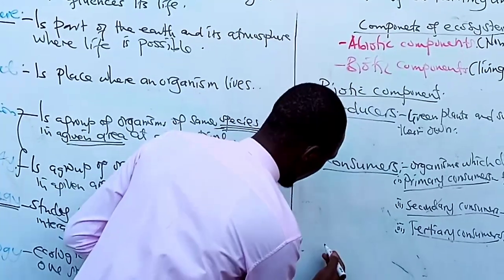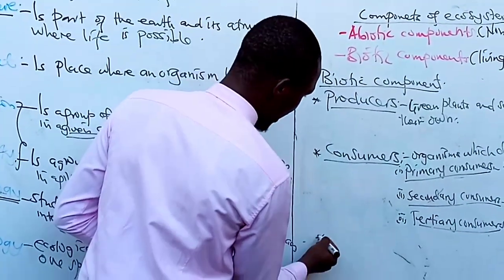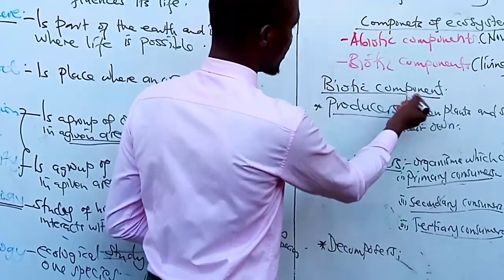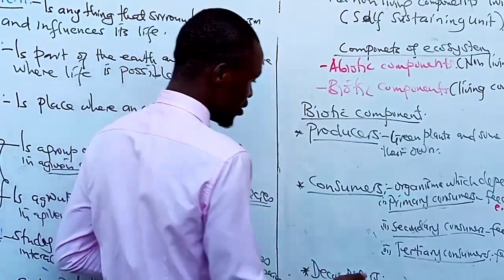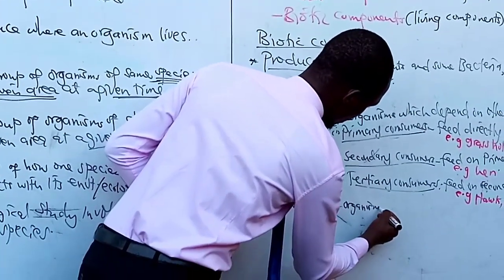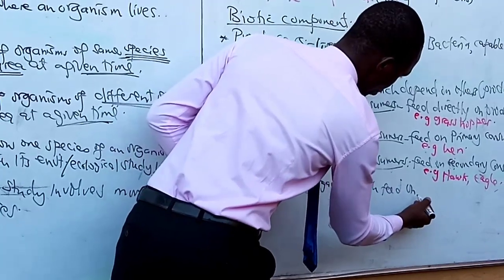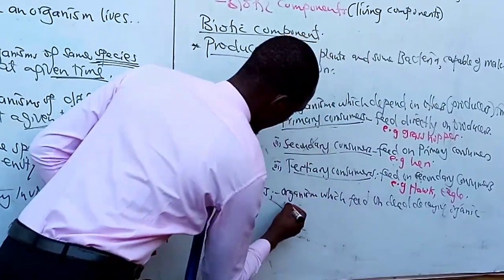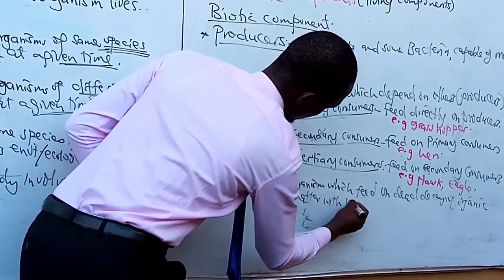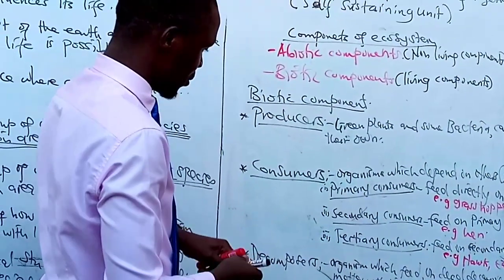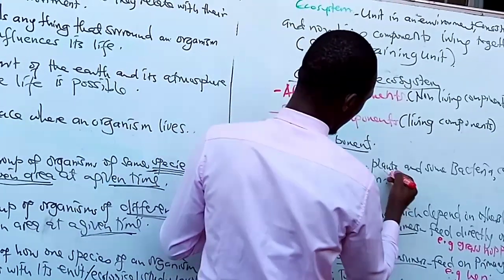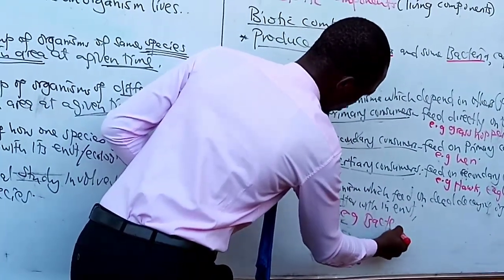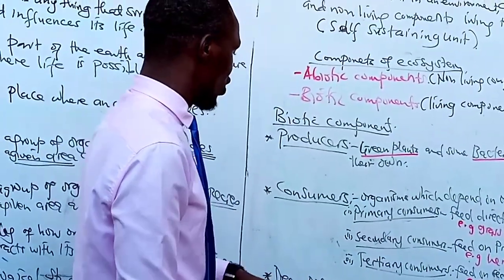Our third one, another category of biotic components, and the last one, is what you call the decomposers. The decomposers are also a living component, because these are living organisms. These are organisms which feed on dead and decaying organic matter within the environment. The best example here is most bacteria. Most bacteria are very important as far as decomposition is concerned.